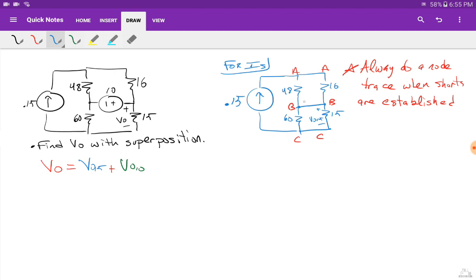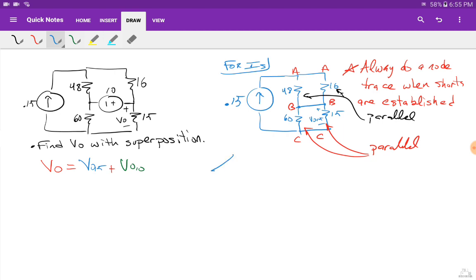So with that being said, now that you know that, you can read what elements are between what nodes, and that's going to help you figure out what's happening. The 48 and the 16 are both between A and B. They are in parallel. 1, 2. Parallel. And in addition to that, this 60 and 15 are also in parallel.